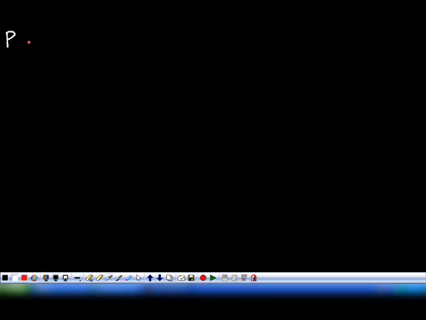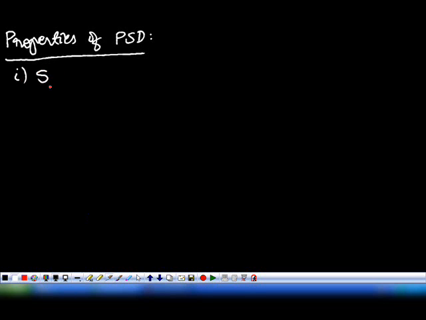Now we see some important properties of power spectral density. It's also called the power density spectrum. Power spectral density, power density spectrum, simply the power density, all are the same. What does this quantity indicate? The power spectral density indicates how the power of the random process is distributed as a function of frequency. So the first important property is that the power spectral density is always positive.